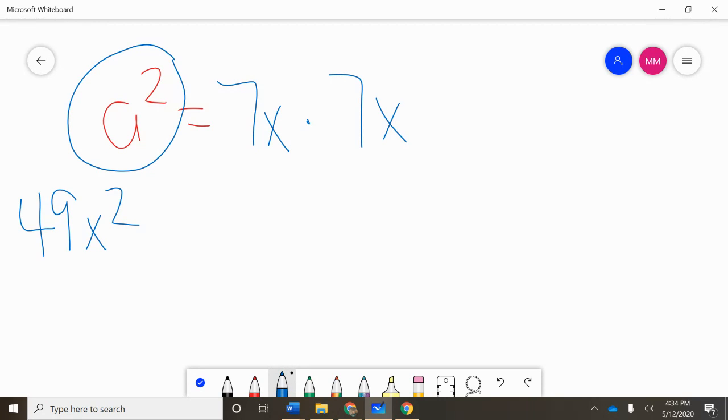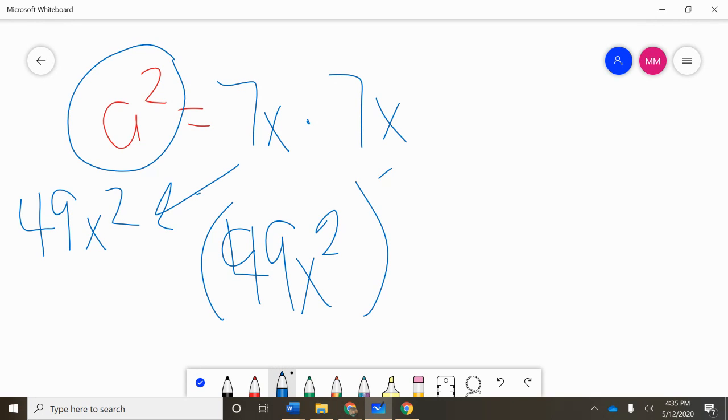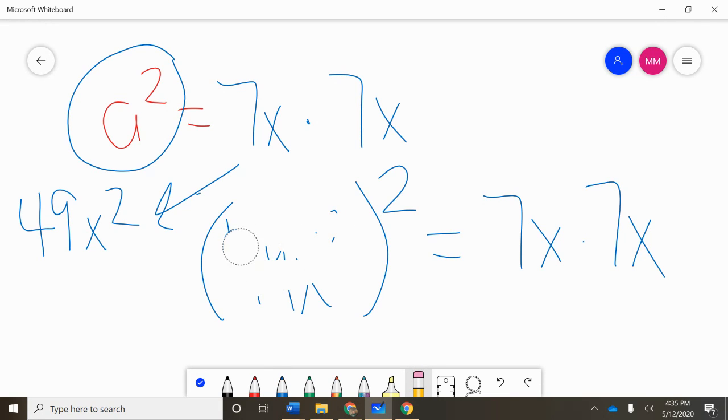And you're right, 7x times 7x is 49x squared. But if we plugged 49x squared into a, you forget, though, that we're saying that a is squared. So we're actually going to get a value that's greater than 7x times 7x. So the correct answer would have been just 7x.